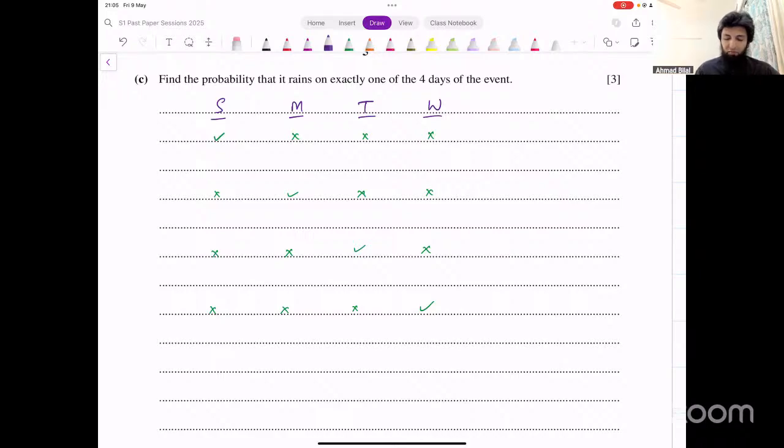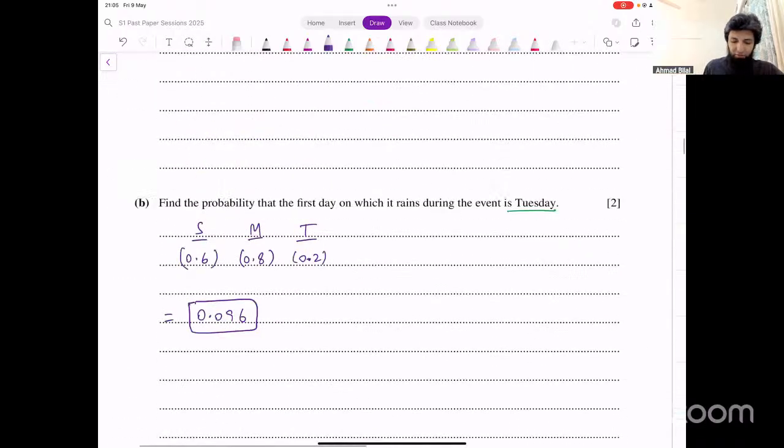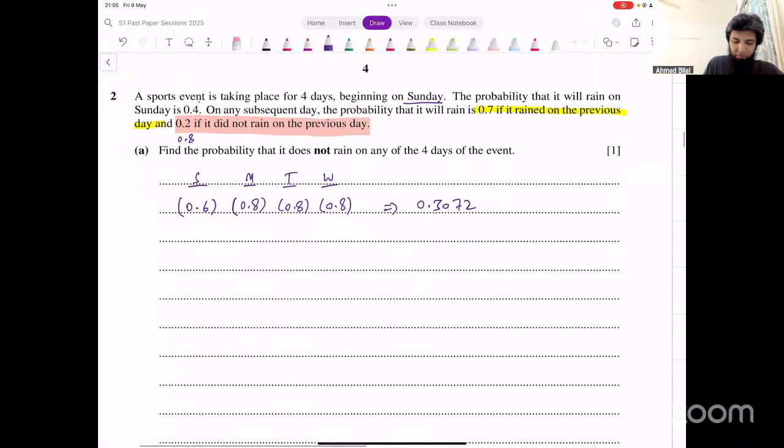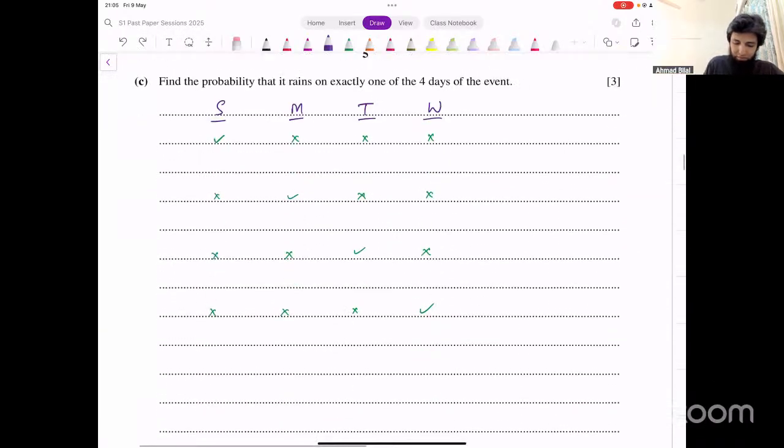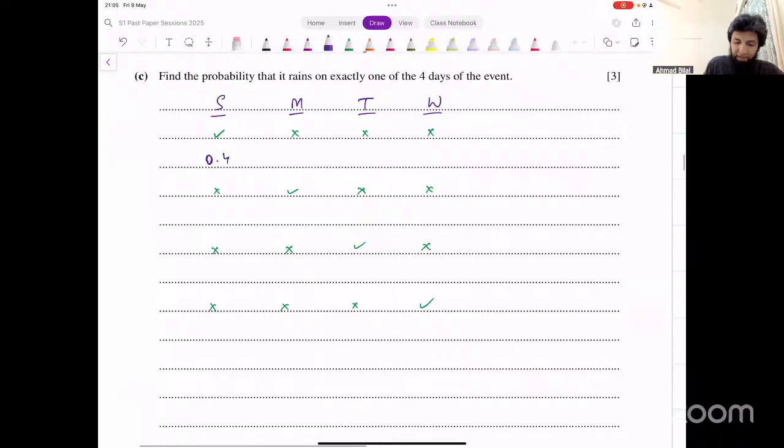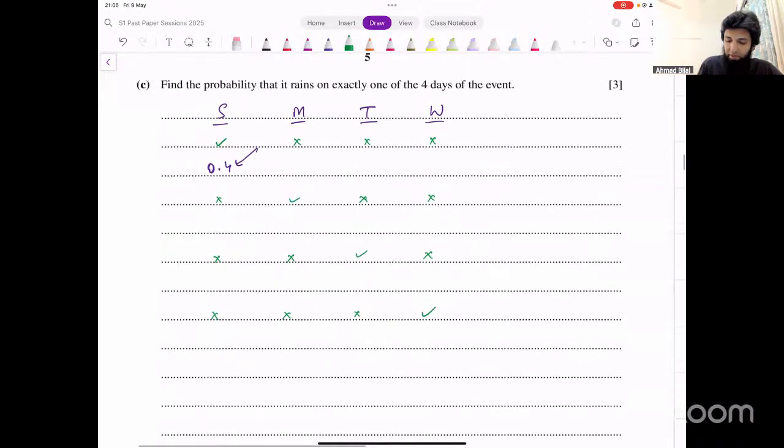Now, exactly one day out of the 4 days. Probability of it raining on Sunday, what was that? That was 0.4. So this is 0.4. And then if it rained on Sunday, what's the probability of it not raining on the next day? Let me write that down.